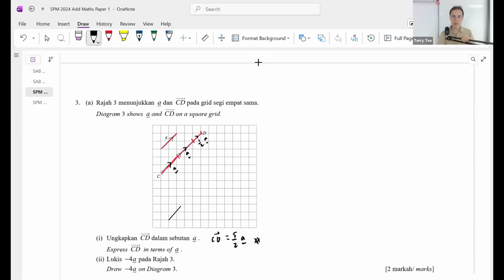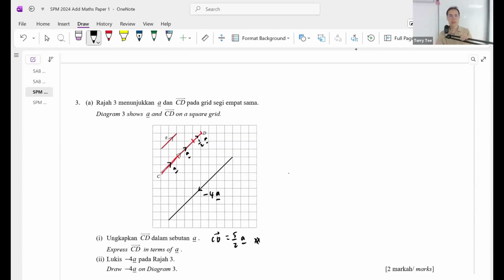This is 1A, 2A, 3A, 4A. So this is 4A. Okay. But it's going in the opposite direction because this is negative 4A. So draw the arrow in the opposite direction and label this as negative 4A. Make sure you have 8 boxes, 8 horizontal, 8 vertical, right? There you go. That's your part A.